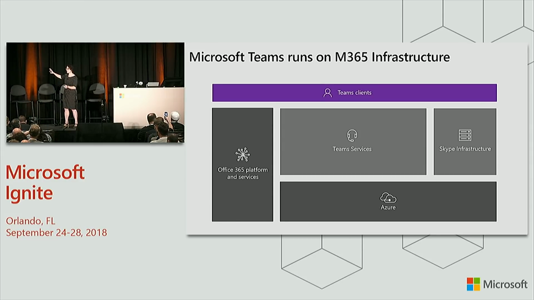So this is just a very high-level view of how Microsoft Teams is architected. Teams clients run on a number of different platforms. So they run on the Office 365 platforms and services. Office 365 groups are the core backing construct for a team. They run on top of team services, so these are services that we maintain for communicating between these different back-end pieces and the clients themselves. And then Skype infrastructure for all of your calling and meeting call stack.